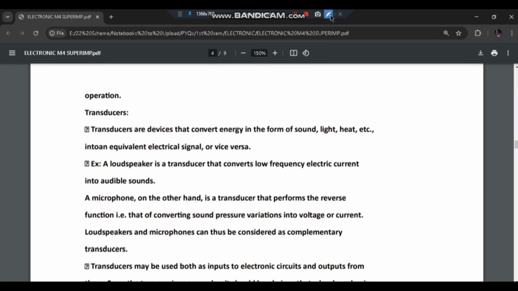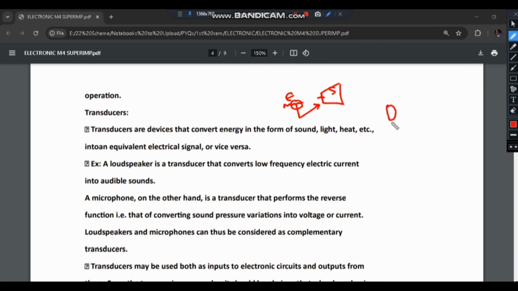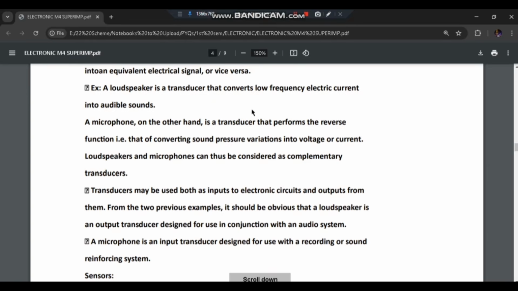An example can be a loudspeaker. What happens in a loudspeaker? It converts electrical signals to sound waves. In the loudspeaker, we are able to hear voice, from the conversion of electricity to sound form. That is a transducer, which converts electricity to sound waves. Another, the reverse transducer, converts sound waves to electricity, and that is nothing but a microphone. In a microphone the input is sound, and the output is in the form of electricity. That is called a reverse transducer. Both are transducers that convert one form of energy to electricity and vice versa.